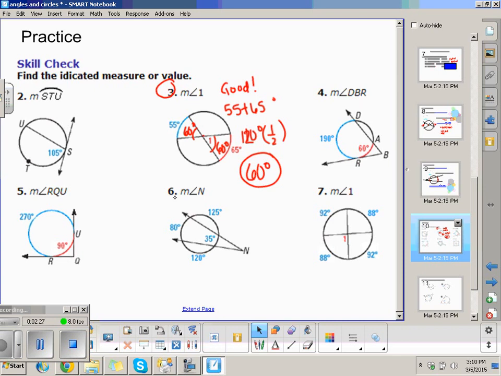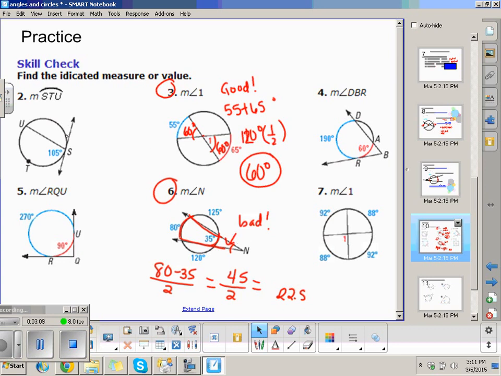All right, let's look at an example like, say number 6. I want to find N. N is outside. That's bad. So we need to look at all the arcs. Now we have all 4 arcs here, but we only need the intercepted ones. So we're looking at 80 and we're looking at 35. So how do we know that it's not 35 minus 80? Well, because we subtract the smaller from the bigger. So it's 80 minus 35 divided by 2. 80 minus 35 gives us 45. Divide by 2, and we have 22.5. That's the measure of angle N.